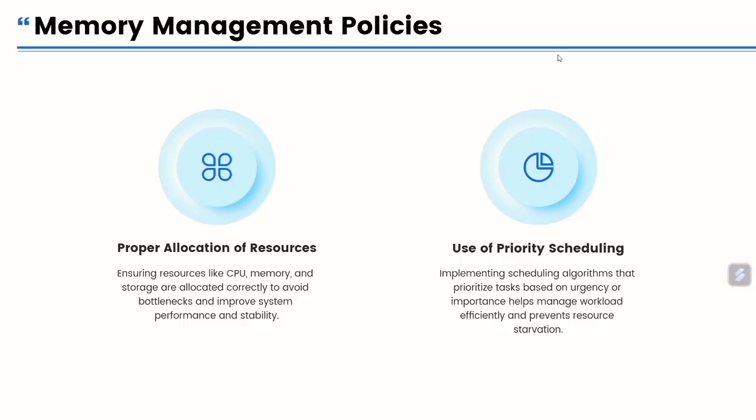Memory management policies. First, proper allocation of resources, ensuring resources like CPU, memory, and storage are allocated correctly to avoid bottlenecks and improve system performance and stability. Use of priority scheduling. Implementing scheduling algorithms that prioritize tasks based on urgency or importance helps manage workload efficiently and prevents resource starvation.